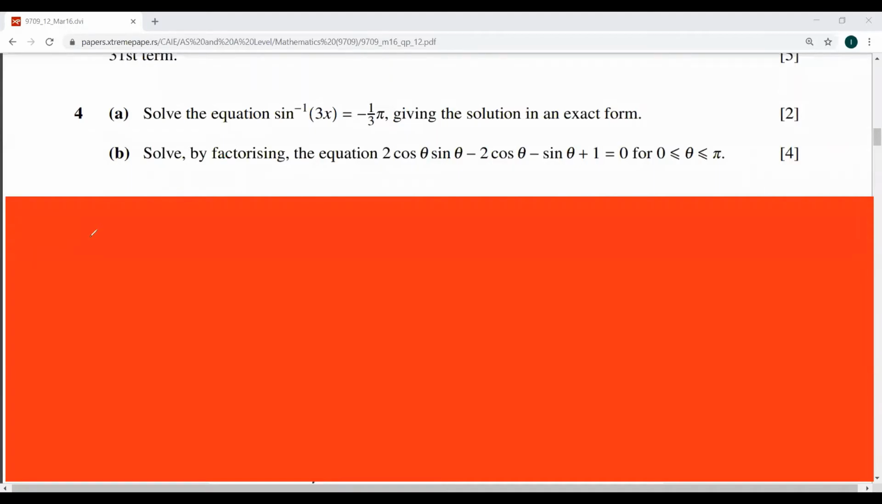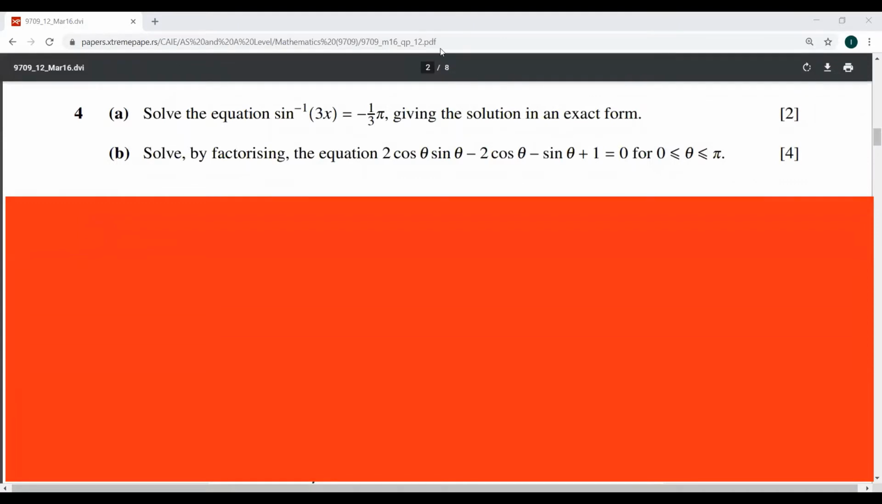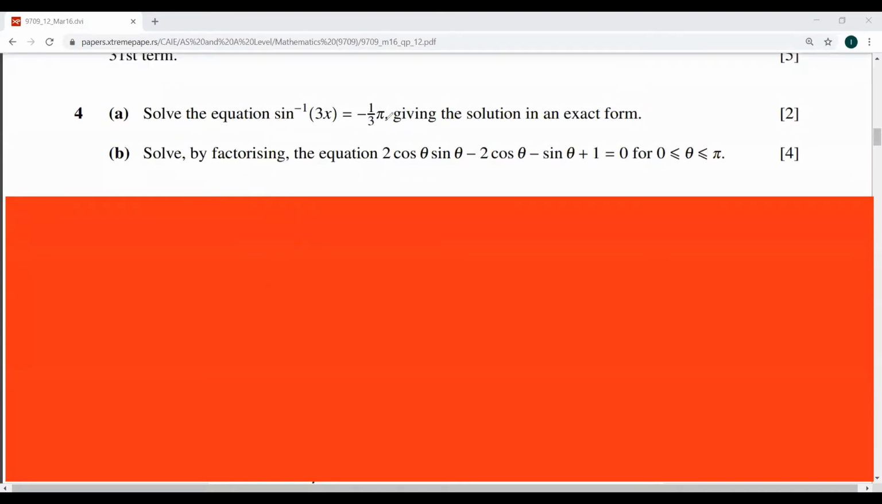Okay, past paper questions on P1 trigonometry. The first question says, let's solve this equation giving the answer in exact form. So this sine inverse of 3x is minus pi by 3. So this 3x is going to be sine of minus pi by 3.